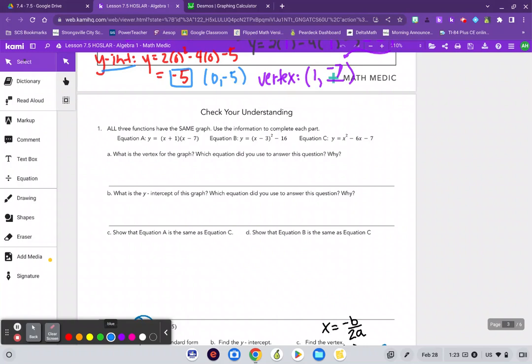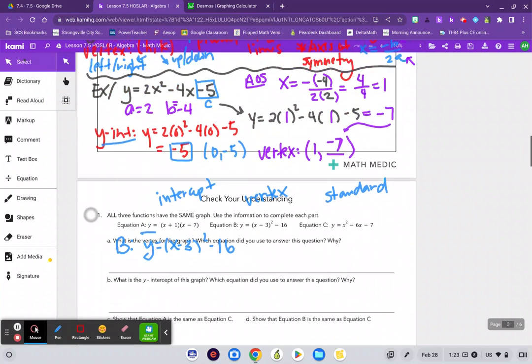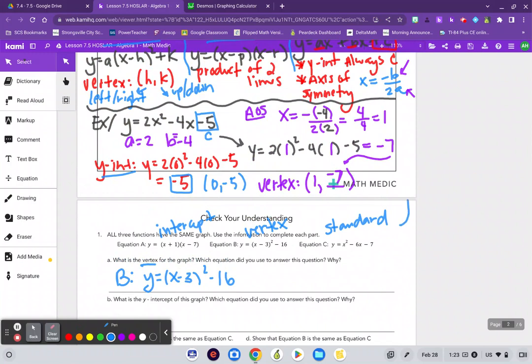It says, what is the vertex of the graph? And it says, which equation did you use to answer this question? Remember, this is called intercept form. I'm going to label that. And this is called vertex form. Hey, I'm looking for the vertex. I might want to use equation B. This over here is called standard form. Not going to easily give me the vertex. Although I could use standard form and do what we did up here to get the axis of symmetry and vertex. But why would I work that hard when I can pick the vertex out of this form here?